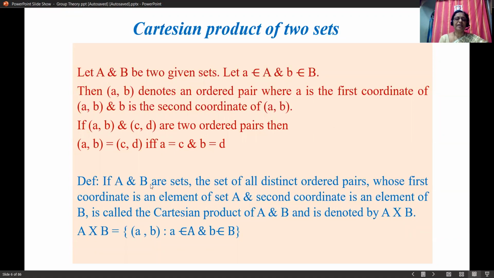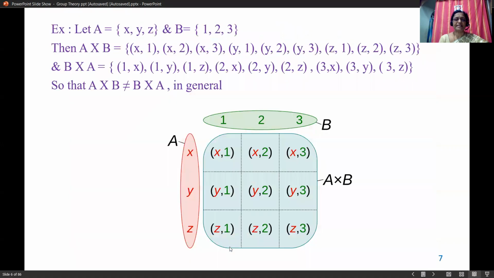Definition. If A and B are two sets, then the set of all distinct ordered pairs whose first coordinate is an element of set A and second coordinate is an element of set B is called the Cartesian product of A and B, and it is denoted by A cross B. That is, A cross B is a collection of all ordered pairs where the first coordinate belongs to the first set and the second coordinate belongs to the second set.